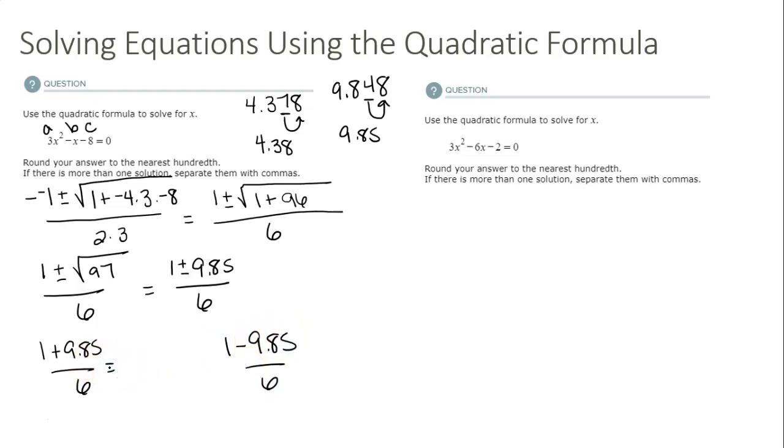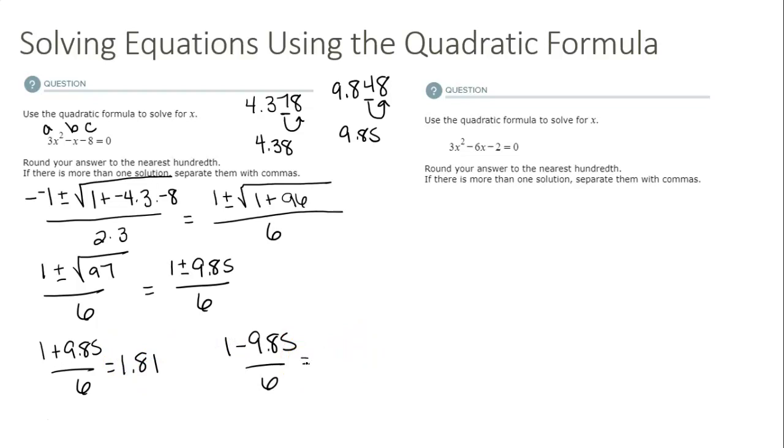Don't forget to hit enter after you add and subtract because the big fraction bar acts like a grouping symbol. 1 plus 9.85 is 10.85. 10.85 divided by 6 gives me 1.808, which I'm going to round to the nearest hundredth as 1.81.